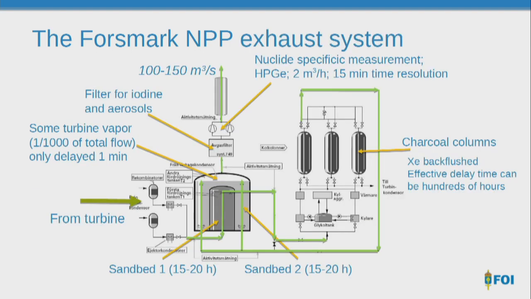This is the exhaust system used in the plant, one at each plant. So you start with the air from the turbines coming in here. Then you have a big sand bed, which delays the gas for around 20 hours. Then it goes further into charcoal columns, which are back flushed, back and forth. So you can effectively have hundreds of hours of delay in this stack. And then it goes to a second sand bed, and then here we have a filter for iodine and particulates, and here you have a measurement system, a germanium detector measuring in the stack. So this is the data we have from that.